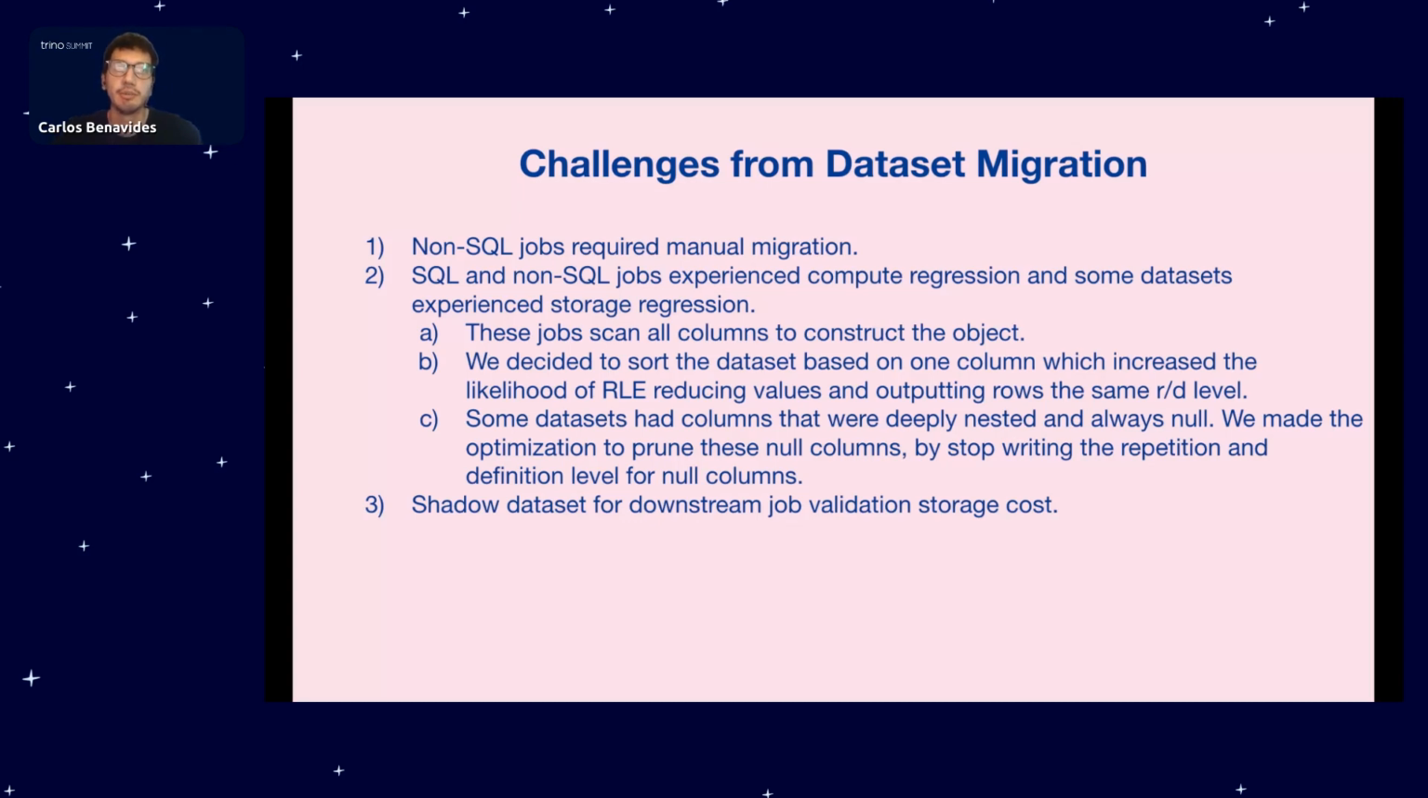Another problem that we had was migration and optimization issues that we observed during the migration from non-columnar to Parquet or Iceberg. One of these issues was that both SQL and non-SQL jobs that use the majority or all columns often observe CPU regression using Parquet. Another issue was that, moving the original dataset to another format, some datasets experienced storage regression, so the storage size increased moving to Parquet compared to sequence file or text.